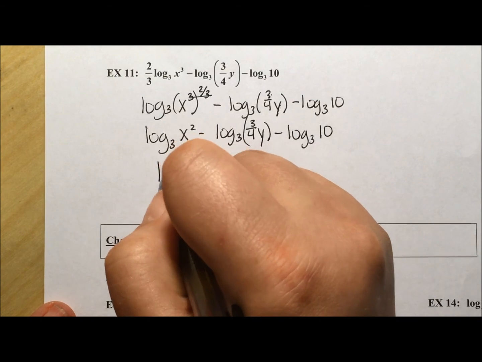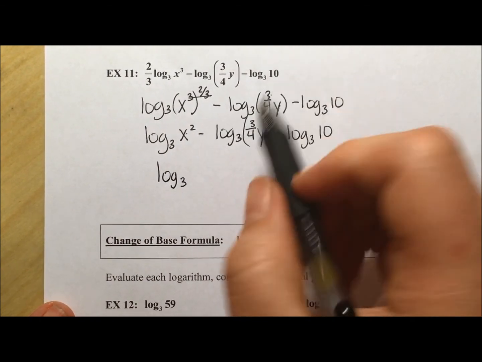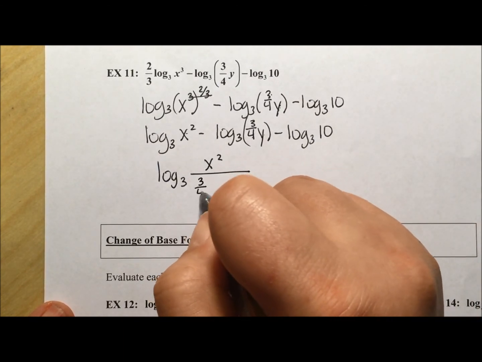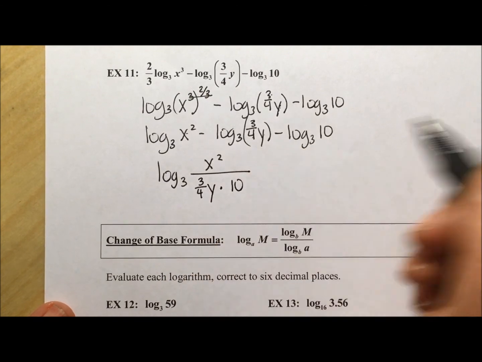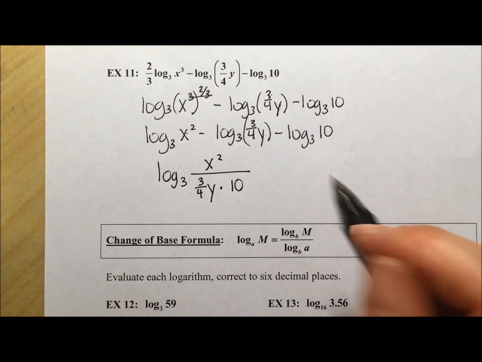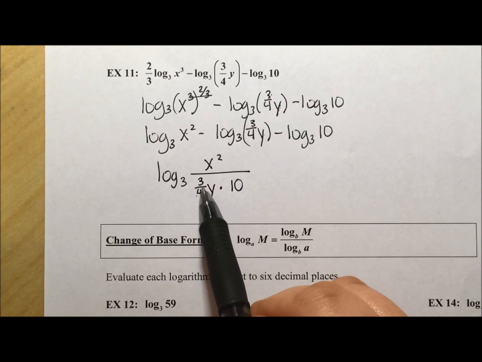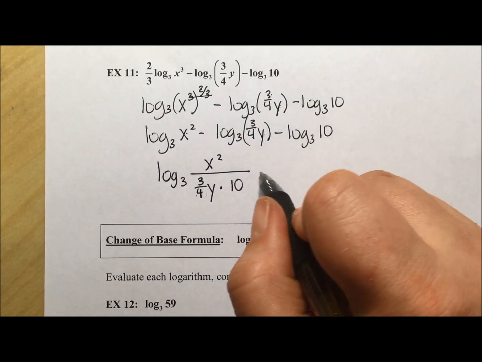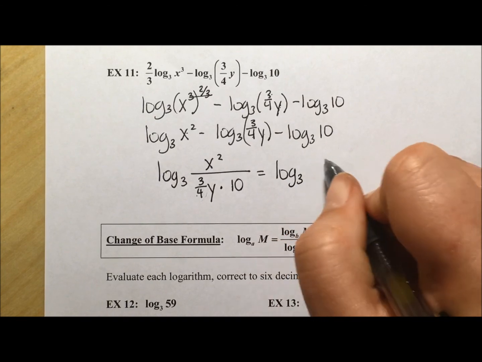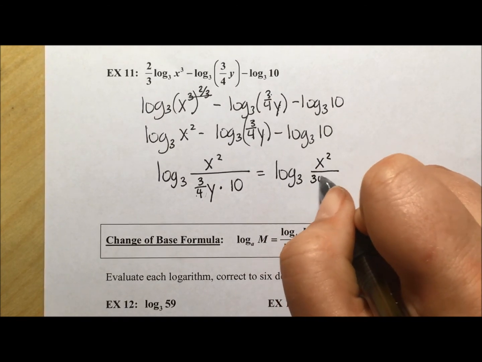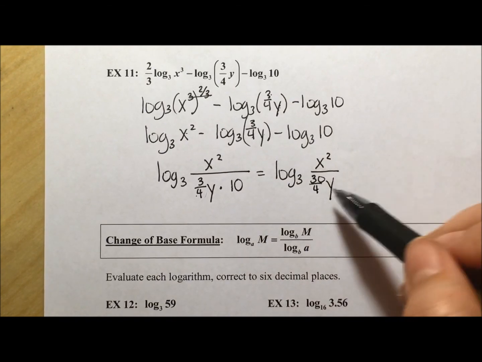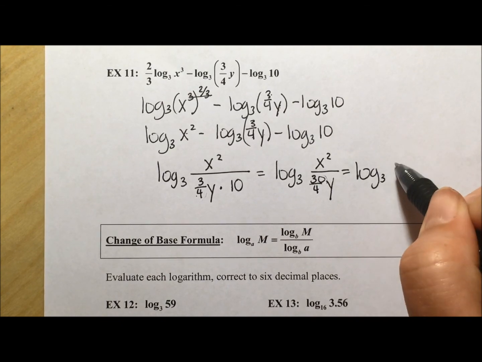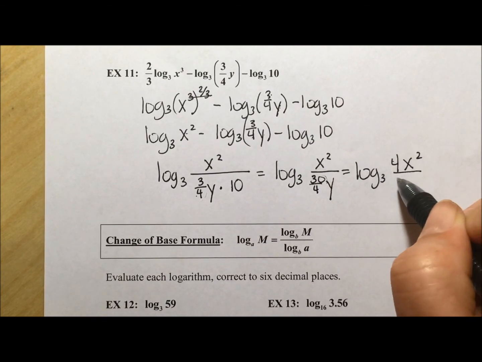Okay, so now I'm going to combine these 3 into a single log. Positive goes on top. The negatives will go on bottom. And again, I have a few things that I can do to kind of clean this up. I've got a fraction inside of a fraction, so eventually I'm going to want to split that and flip it. And I also need to multiply it times 10. All right, and then that fraction is the same as multiplying by the reciprocal, so that will turn into 4x squared over 30y.